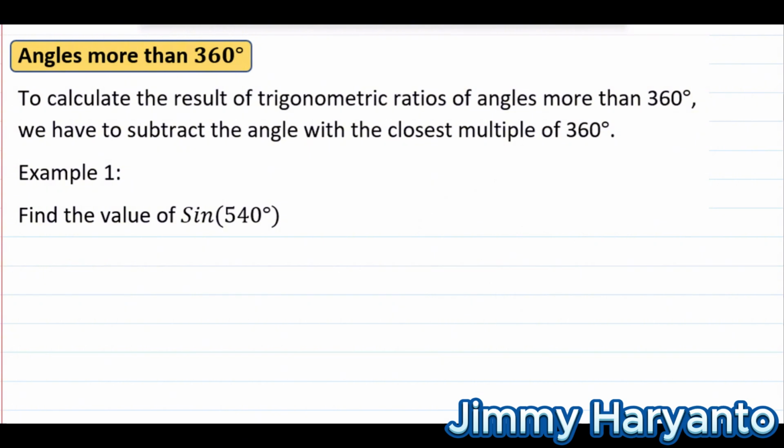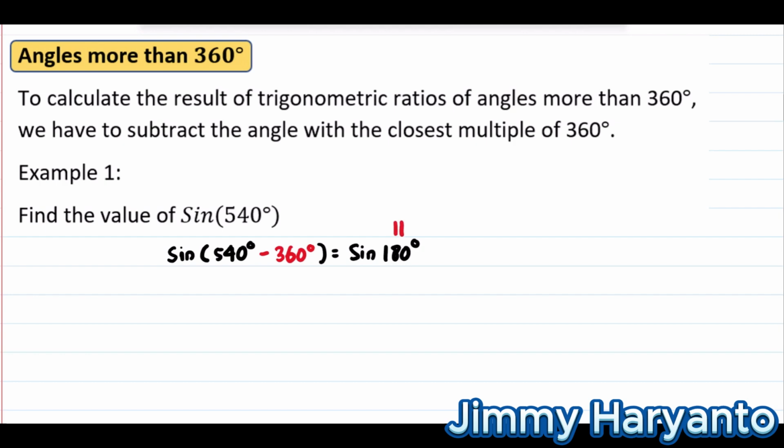Okay, so to make the angle smaller, we have to subtract one rotation or maybe 2 rotations or maybe 3 rotations, as far as we can do it. Like 450 degrees can be subtracted by 360 degrees, one rotation, so you will have sine 180 degrees.